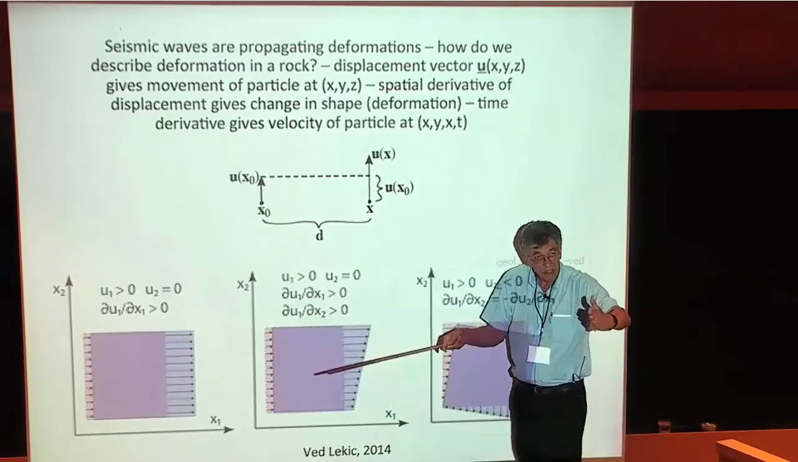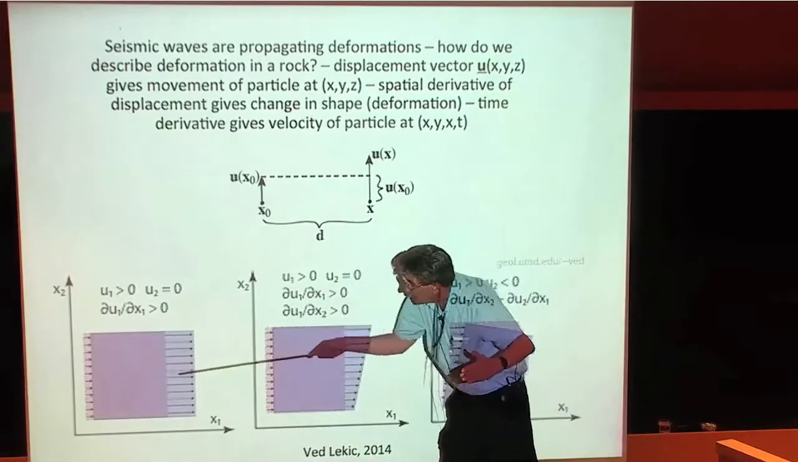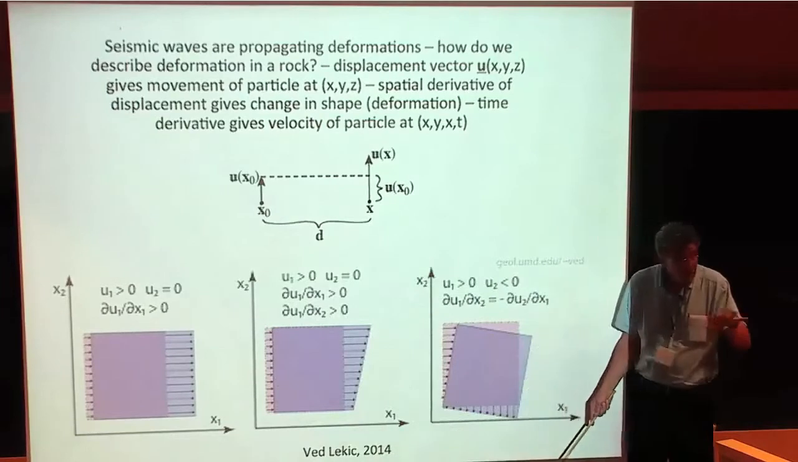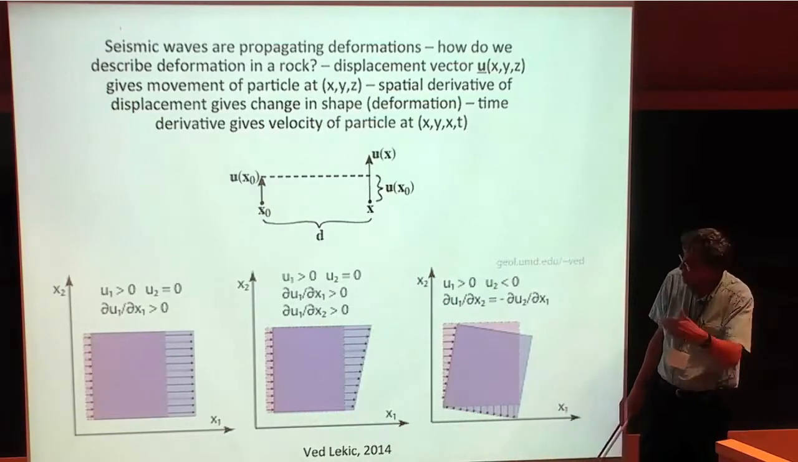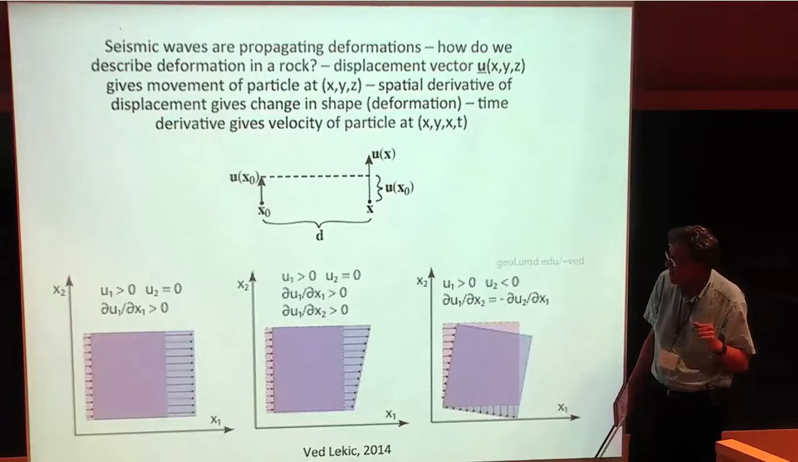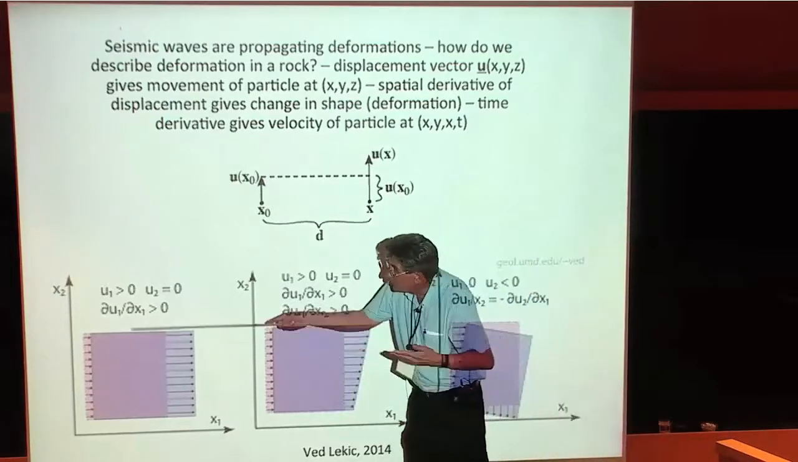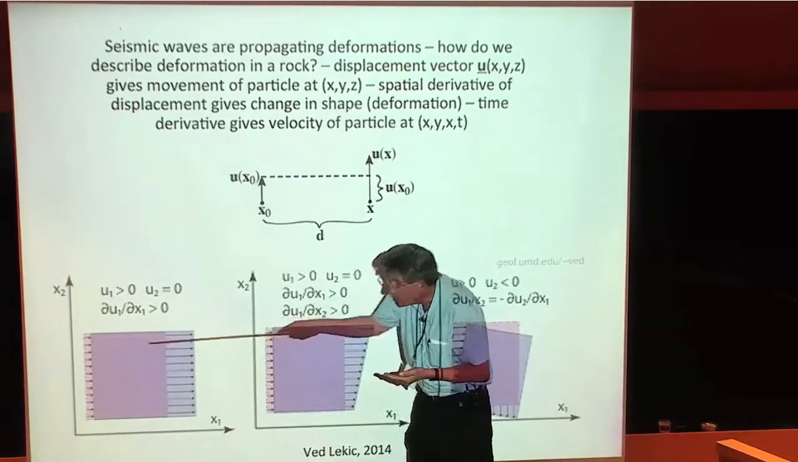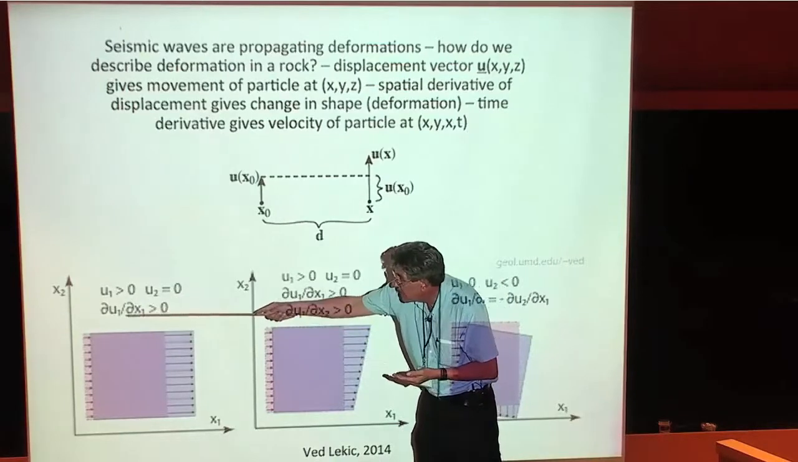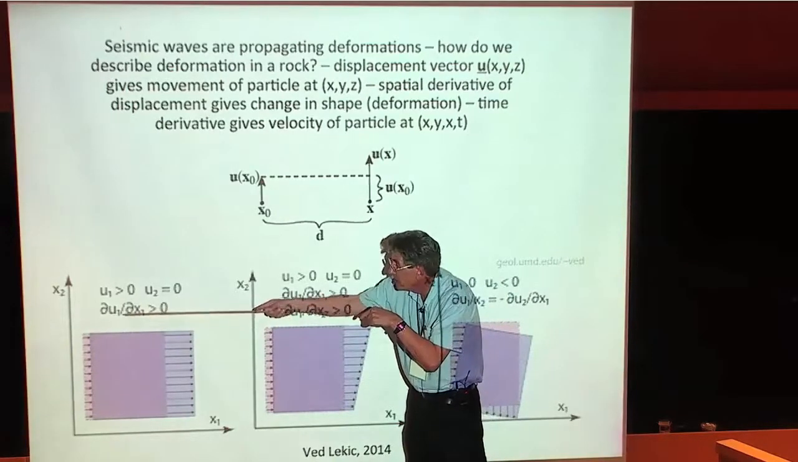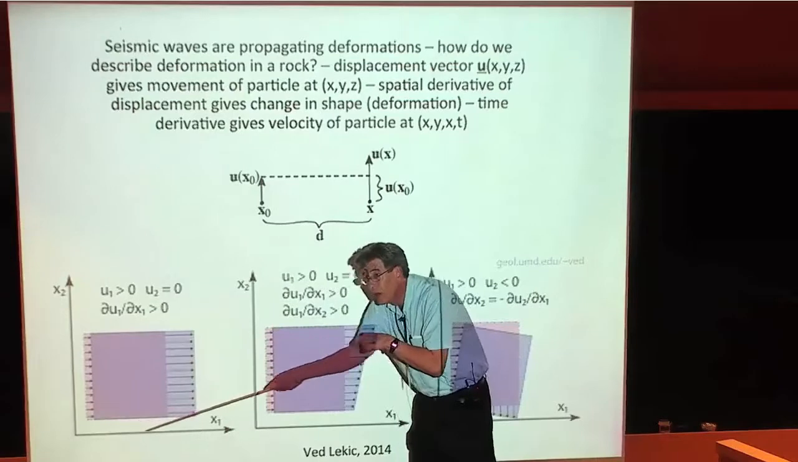So it's changed shape. This particular kind of deformation we call a normal strain deformation. I'll come back to that a little bit more. But notice that it's related to, you can imagine, the derivative of this displacement vector component in the one direction with respect to the one axis.